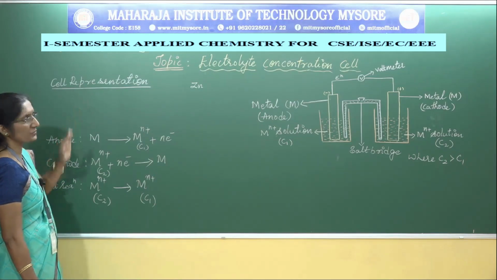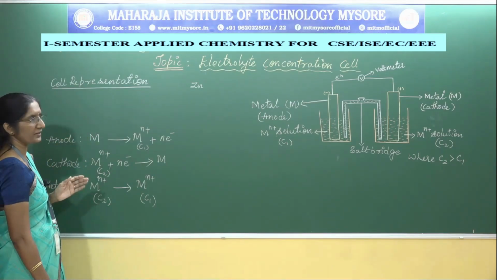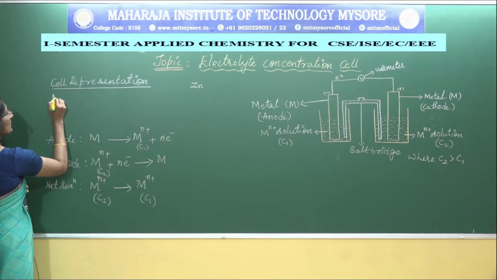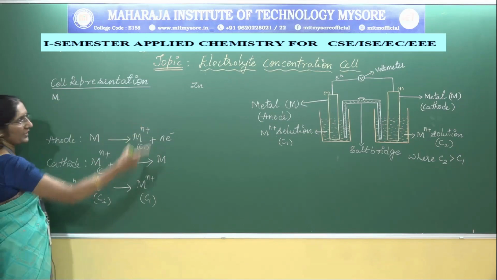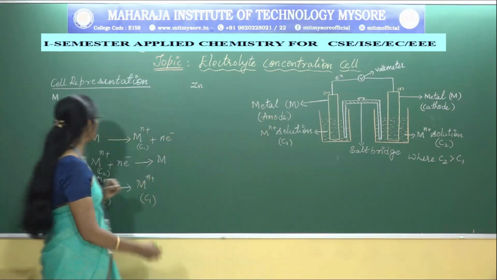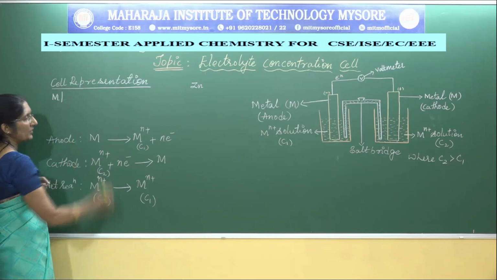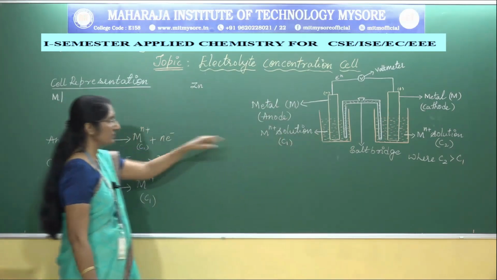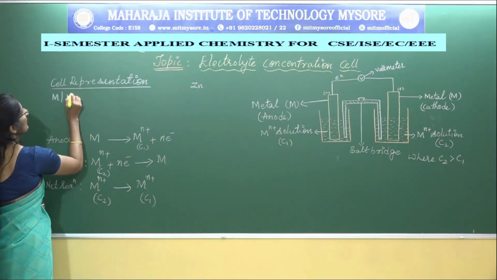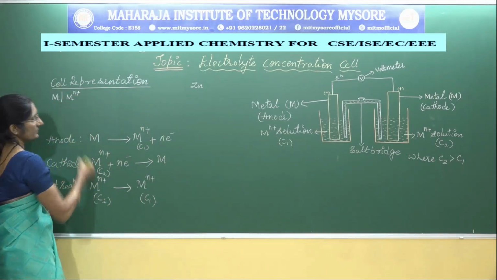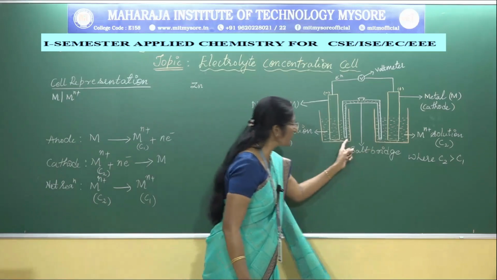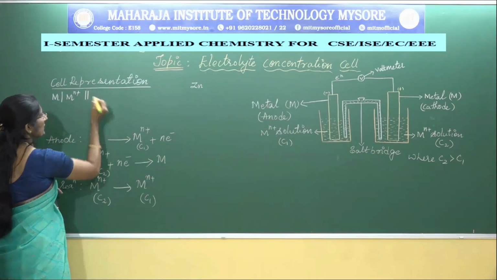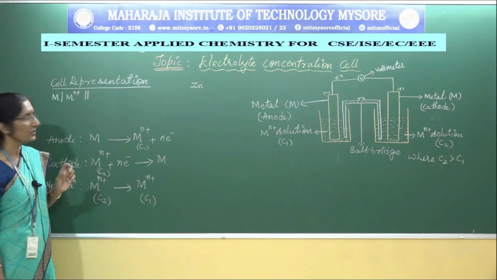First, we have to represent the anode on the left hand side. How to represent the anode? First we have to write the metal. What is the metal taken according to the diagram? It is M. Then a single vertical line, then it is in contact with the metallic salt solution. The metallic salt solution is abbreviated as Mn+. These two are internally connected by a salt bridge. So, two vertical lines represent the salt bridge.